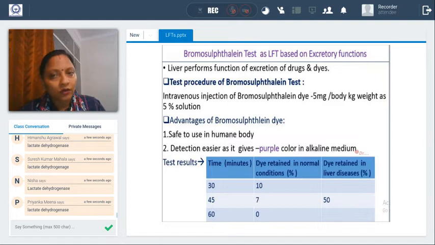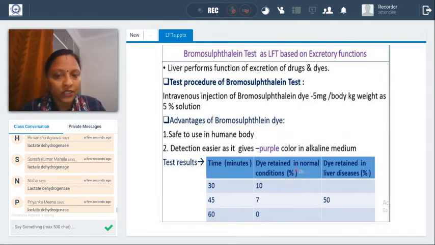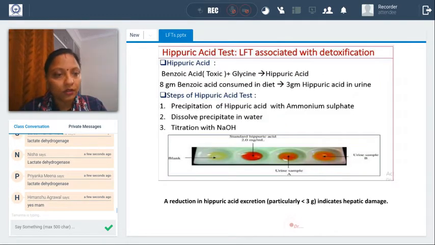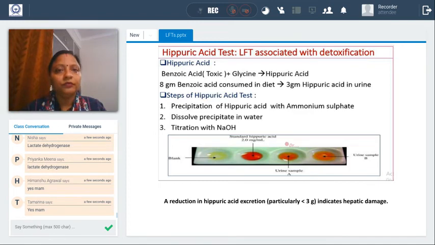Now it is clear to all of you. It denotes the abnormal excretory function. As we can say here, dye is retained in liver diseases, almost 50%. So is it clear to all of you? This is the bromosulfathine test, a dye test based on excretory functions. Here, dye is retained in liver diseases up to 50%. It indicates the abnormal excretory function. Now it is clear to all of you. Is it clear? Am I audible to all of you? Do you hear me? Okay.